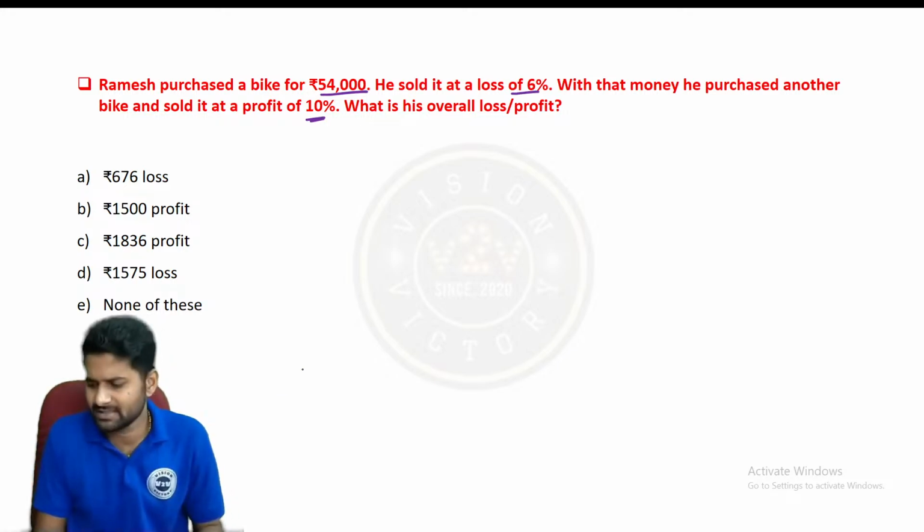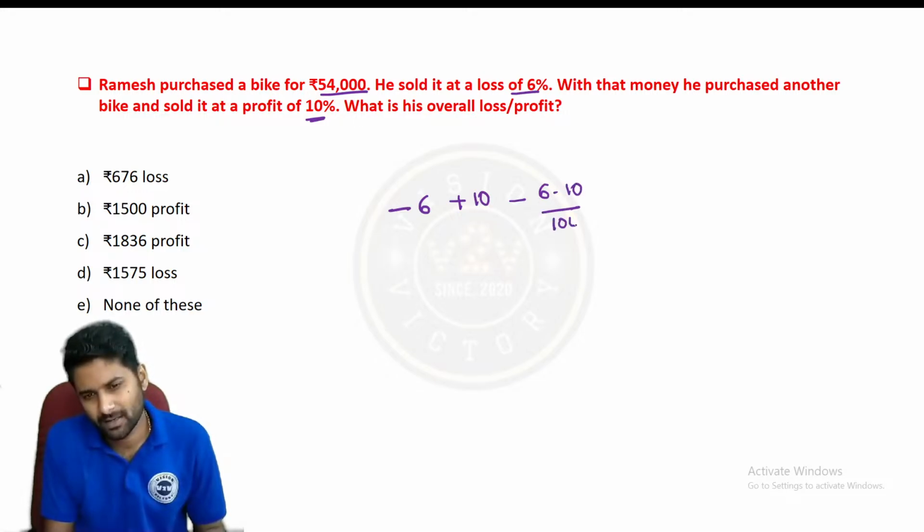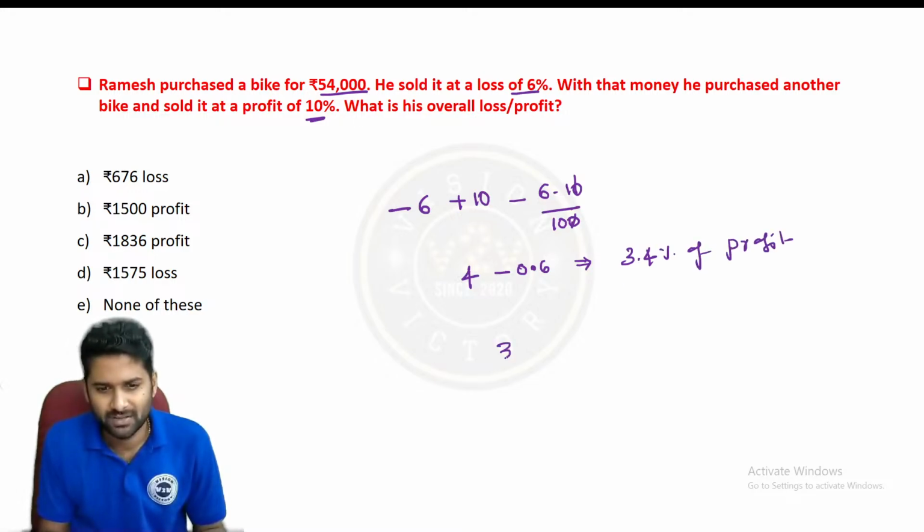Now it also happens in a successive way. Use the successive formula: minus 6 plus 10, minus of 6 into 10 by 100, it's 0.6. Just subtract 0.6 units. So you will get 3.4% profit. So your answer must be profit here: 3.4 percentage of the bike's initial cost price.